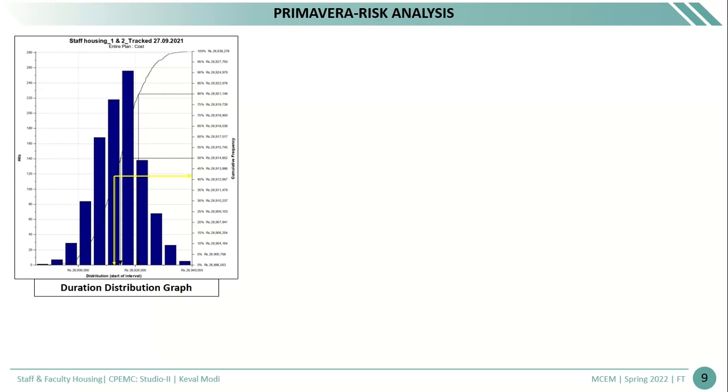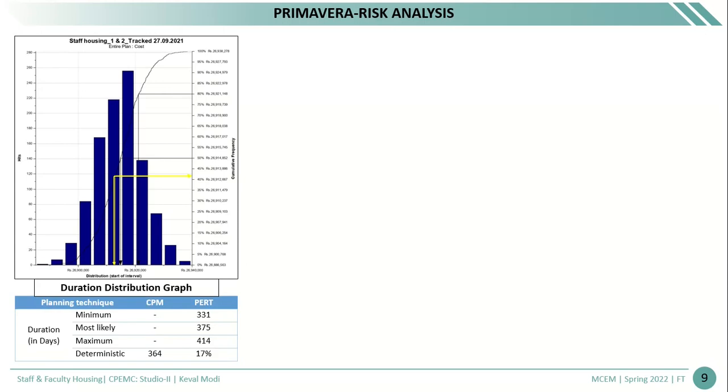Then in Primavera risk management, the duration distribution graph is prepared. The project is most likely to complete in 375 days, and as per the PERT method and the CPM method, the deterministic value of the duration is 364 days, which has a 17% probability that the project is complete within this range.